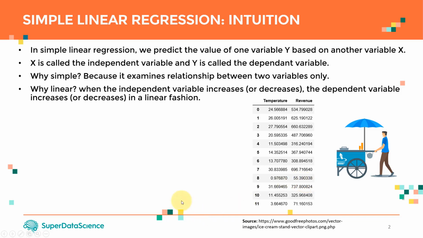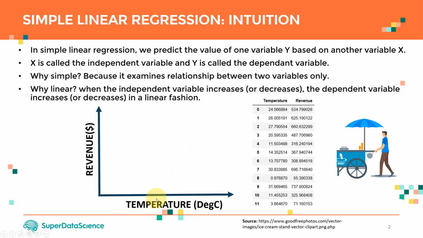Okay? All right. So let's go ahead and plot these data points. Here on the x-axis, we have our temperature in degrees C, and on the y-axis, I have my revenue. I'm going to plot all the data points, the temperature and the revenue, as you can see here. So we plotted the data points for each temperature versus the revenue. For example, when the temperature was 24, the revenue was around $534.